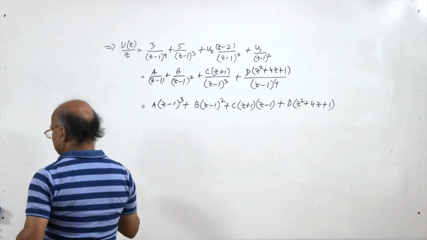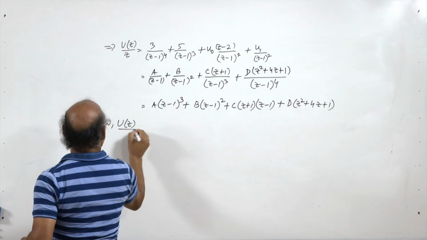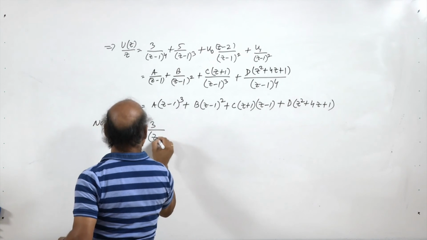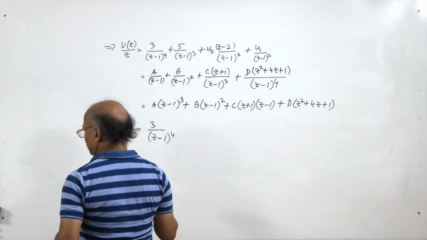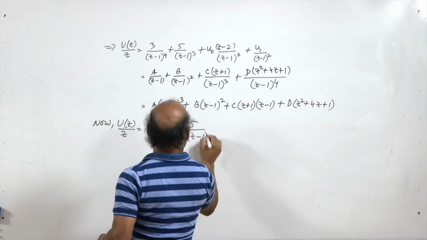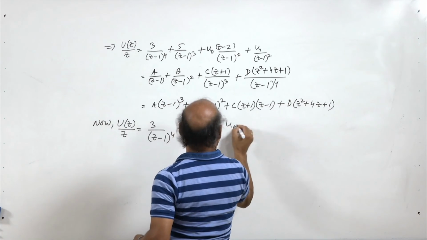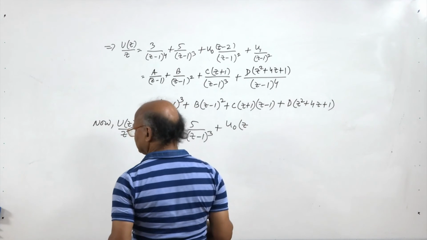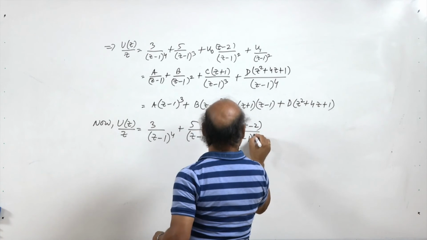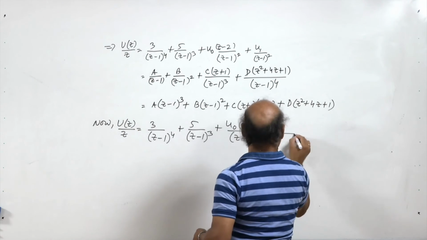Now Uz by z, we have seen, is equal to 3 over (z minus 1) to the power 4, and then we have 5 over (z minus 1) cube, and then we have u naught times (z minus 2) upon (z minus 1) to the power 2 plus u1 upon (z minus 1) whole square.